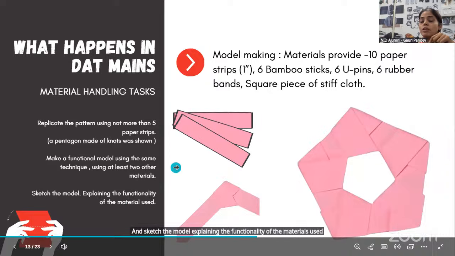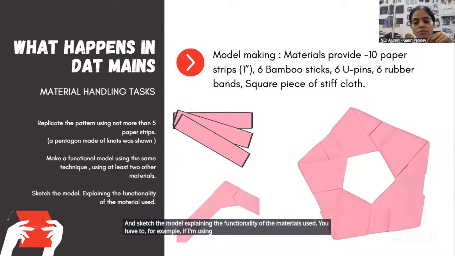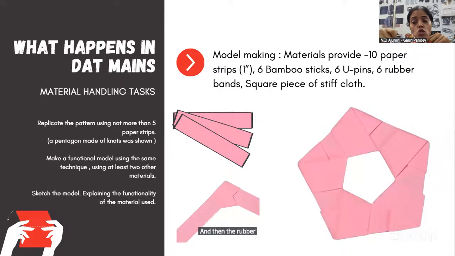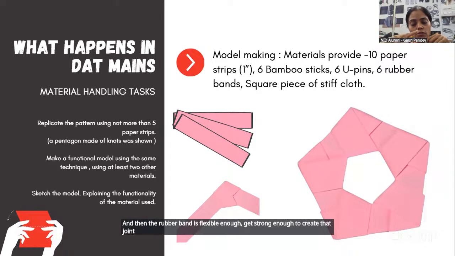You have to, for example, if I'm using bamboo sticks, I have to say that they're stiff enough to hold the structure and create the edges of the pentagon. And then the rubber band is flexible enough, yet strong enough to create that joint at the ends. So therefore, you're talking about the material.